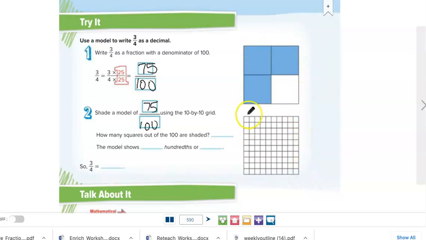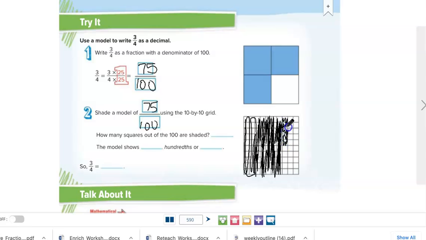You'll notice that the squares are actually the same size. We just split them up into different parts. So this represents 3 out of 4. And now I need to shade in 75 little squares. If I shade in this much, that would be 10. So I need to shade in 7 of these to get to 70. So 2, 3, 4, 5, 6, 7, and then I need to shade in 5 little ones. 1, 2, 3, 4, 5.